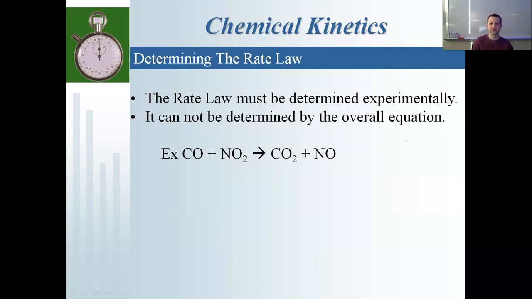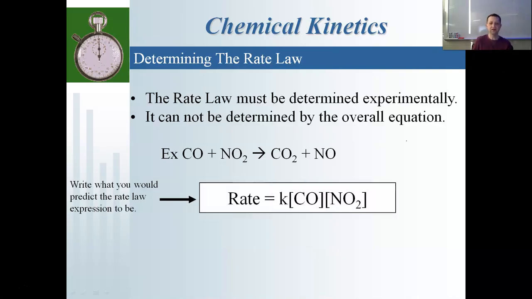CO plus NO2 yields CO2 plus NO. We could predict what the rate law would be based on what that equation looks like. And the prediction would be something like this. Rate equals K times concentration of CO times the concentration of NO2. Because these are my two reactants here, okay, that need to collide, right, and produce some products. So my predicted rate law is going to be this. Rate equals K times CO times NO2.